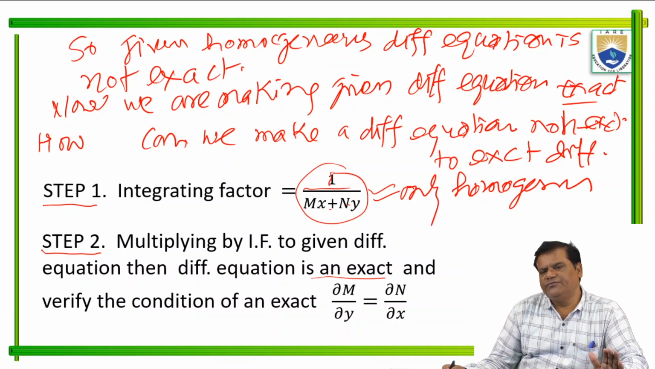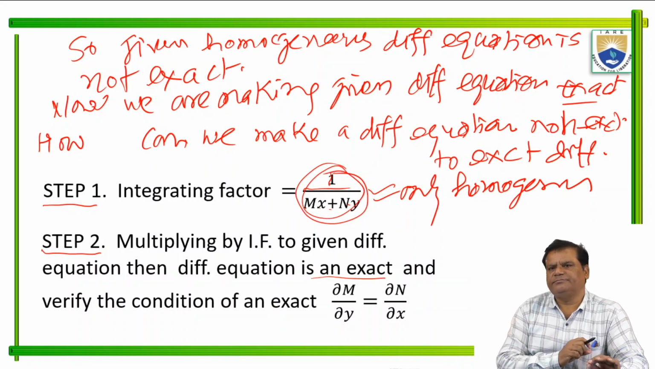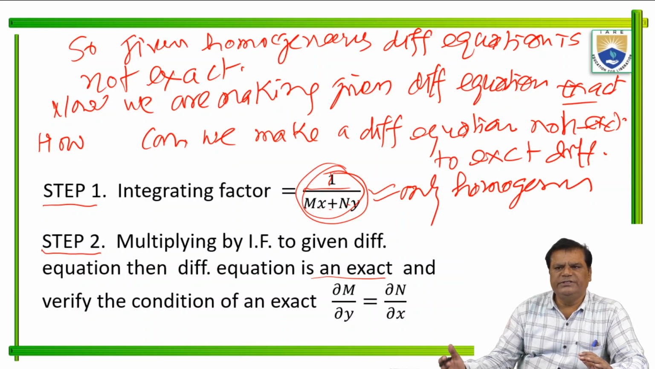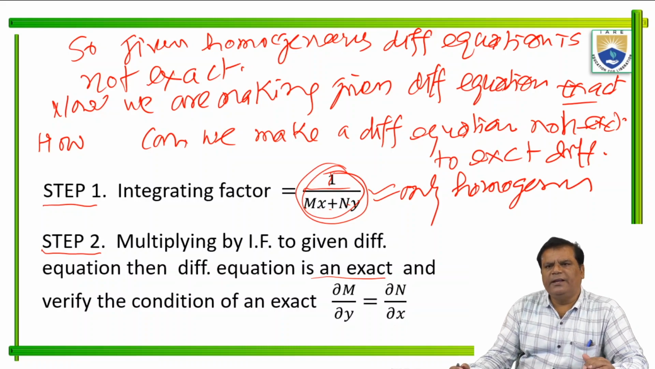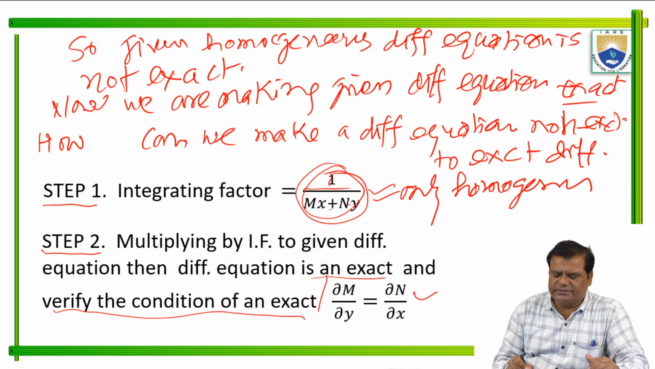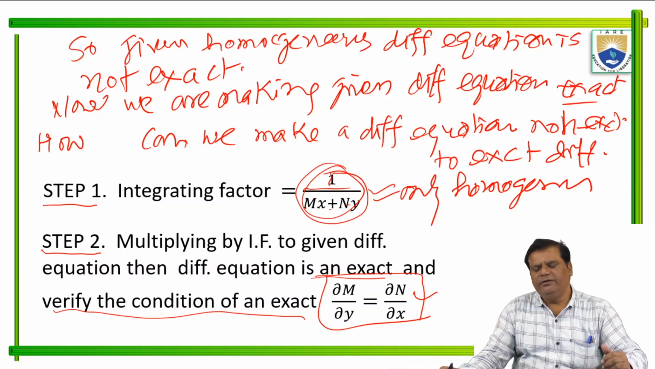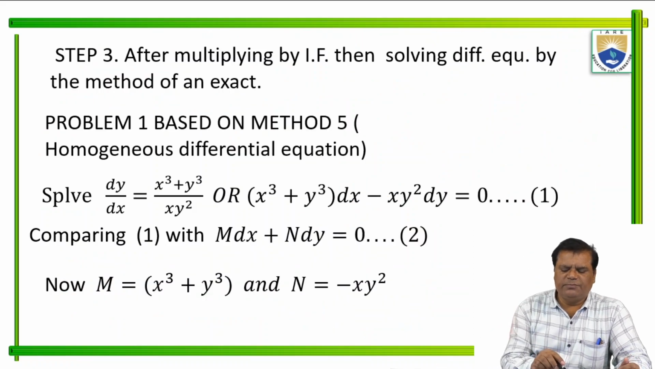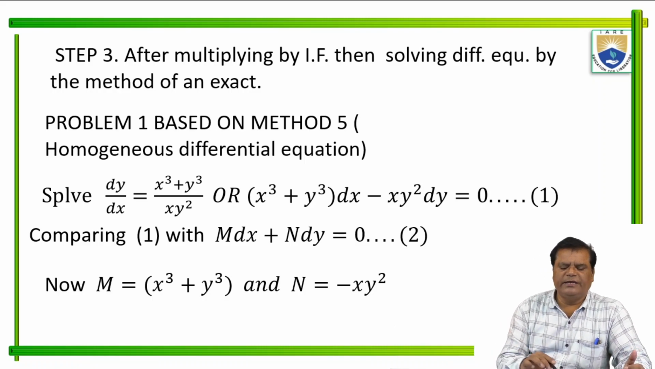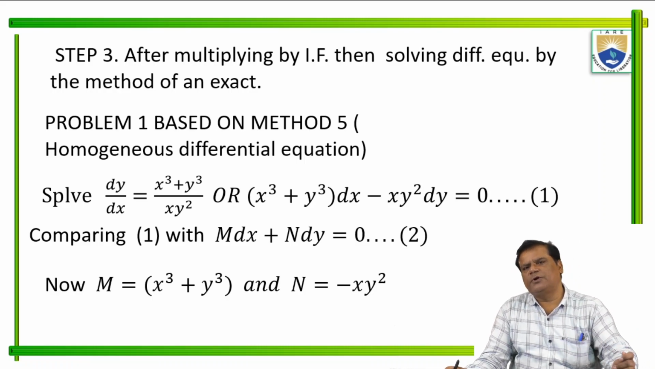Now the homogeneous differential equation is converted to exact when we apply this integrating factor, and we verify the condition. After multiplying the integrating factor, verify the condition of an exact equation, that is del M over del y equal to del N over del x. Then step 3, after multiplying by the integrating factor, solve the differential equation by the method of an exact equation. Okay.